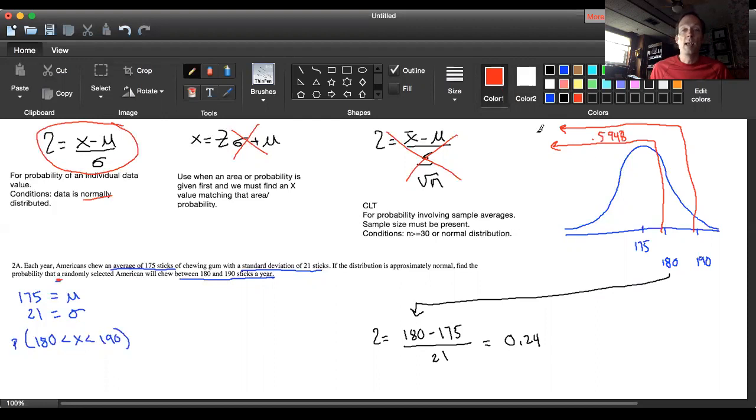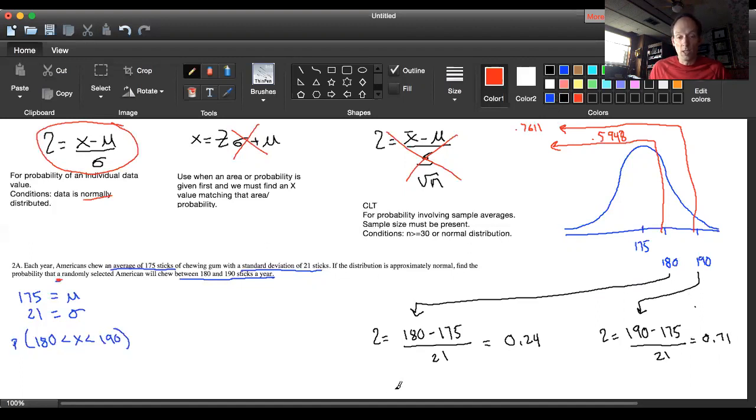And now I'm going to run my z-score on the 190. I'm going to put that down right here. I'm going to say my z is equal to 190 minus 175 divided by 21. And when I do the math, I get 0.71. So now I'm going to go to my chart and retrieve the area for that. I'm going to end up with 0.7611. So I'm going to write that up here, 0.7611. So that means I get my final answer by subtracting the smaller probability from the larger probability.